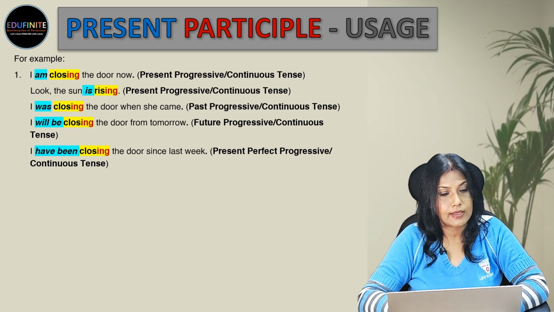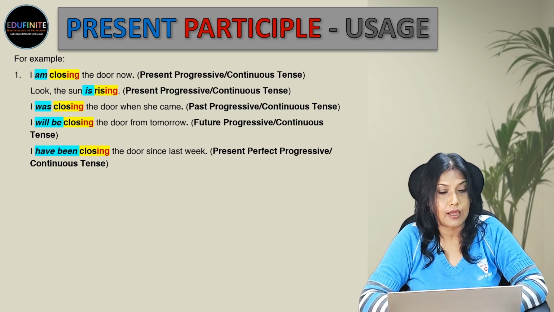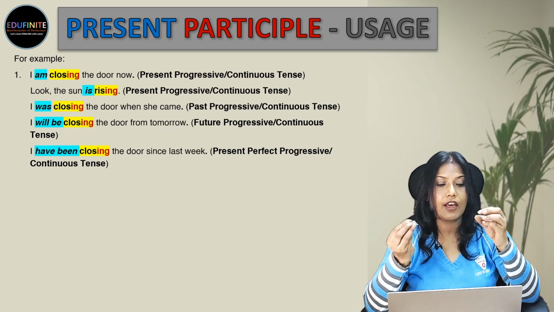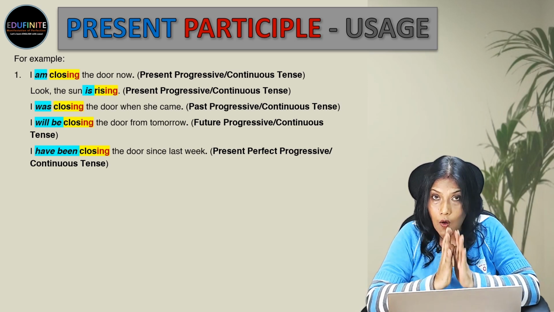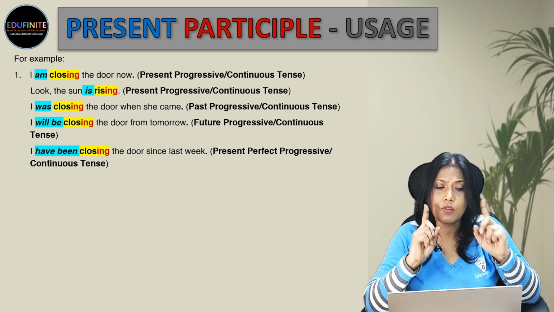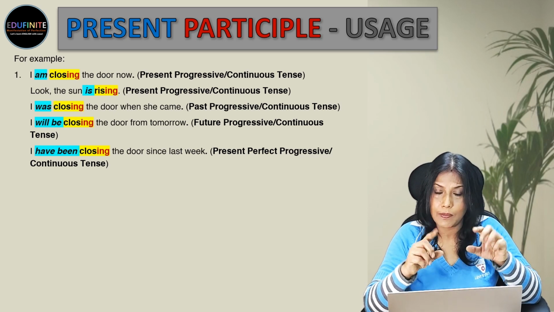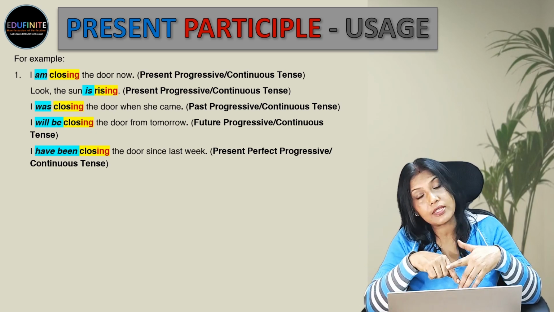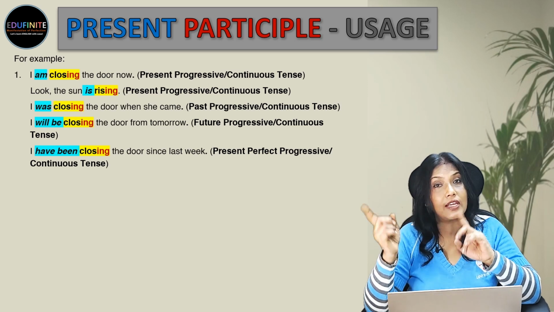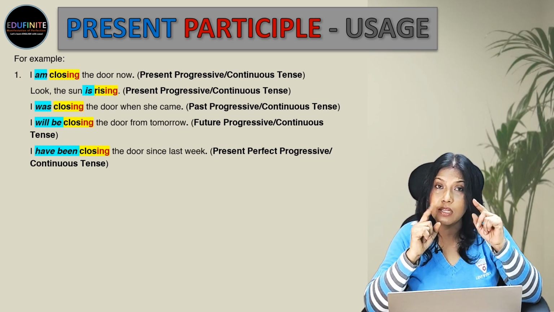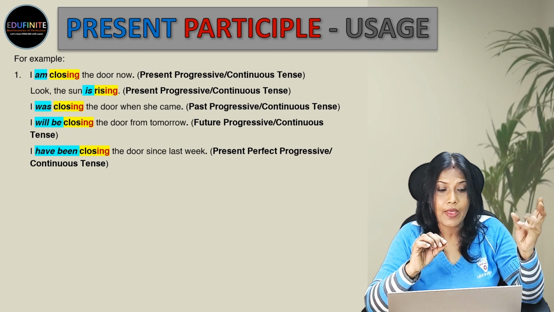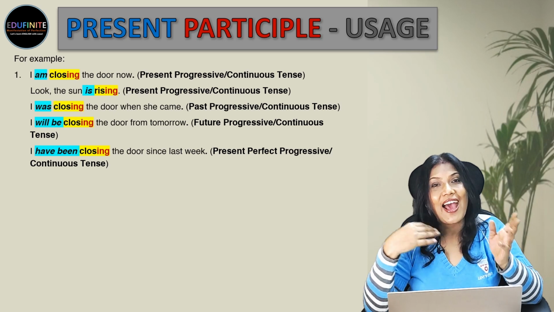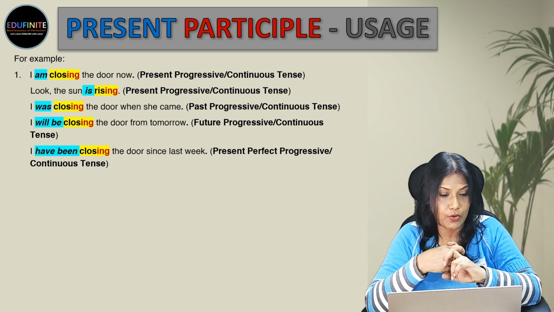Okay, next, I have been closing the door since last week. So here again, see, we have chosen different auxiliaries and we have used the same present participle, but the tense here has changed to present perfect progressive tense or present perfect continuous tense. So what have we included? The auxiliary from am has been changed to have been. So the tense from present progressive has changed to present perfect progressive.